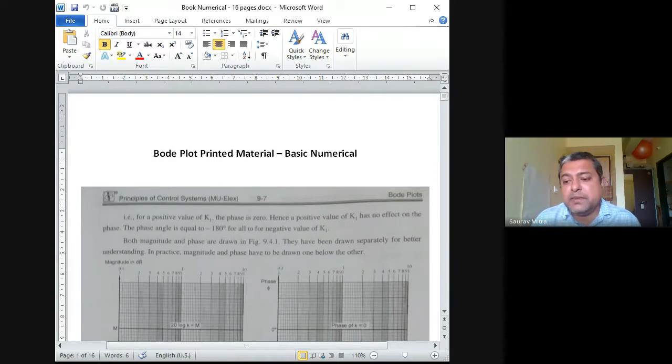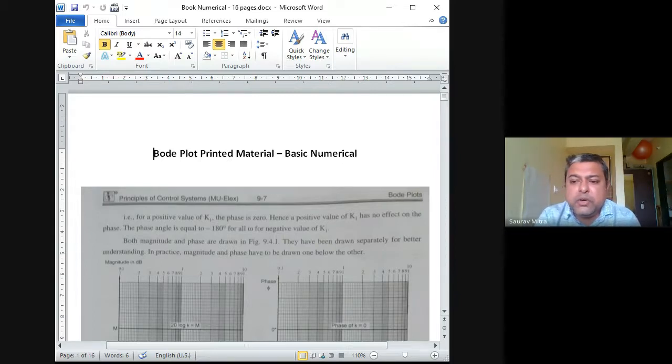S cube will have an upward slope of 60 dB per decade. All these are zeros I'm talking about; s has an upward slope of 20 dB per decade. The same thing happens in the denominator. So 1 by s means minus 20 dB per decade, it is a falling slope. 1 by s square is minus 40 dB per decade, 1 by s cube is minus 60 dB per decade. All those things I had shown yesterday in that document.